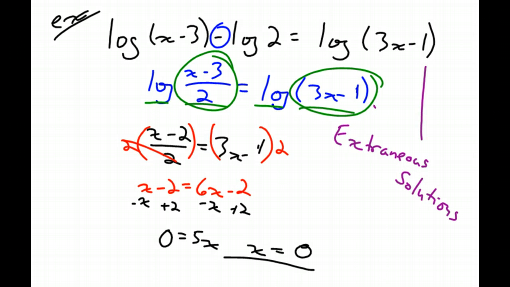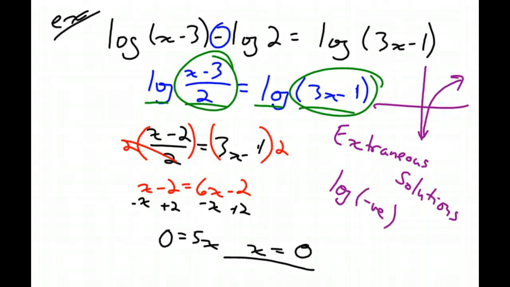Think back to your log graph. When we graphed this thing, it never went negative. So since it never went negative, I cannot actually take the log of a negative number. I cannot have a negative number inside of there. Because x never goes negative. It's never on that side of the graph. I never have a negative x.